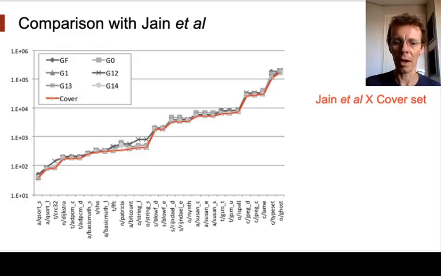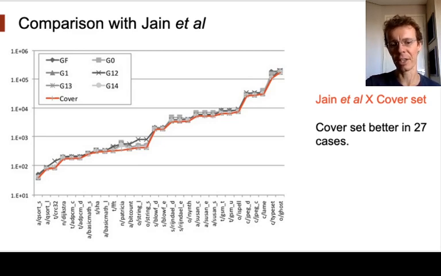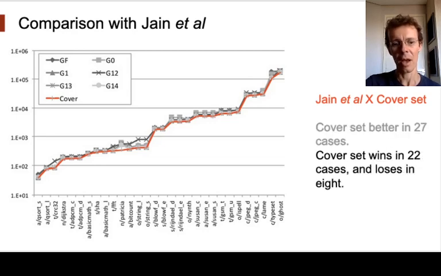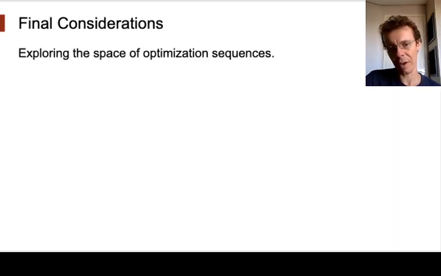Comparison with Jain. This figure is showing this comparison on the number of LLVM instructions. Our cover set yields smaller codes than the best of those 6 combinations in 27 cases, and it loses in 3. If we compare our default cover set with the best of all the 19 ways to combine the groups, ways that make sense, since some combinations are impossible, then the cover set wins in 22 cases and loses in 8. And so I think now I'm going to conclude the paper.